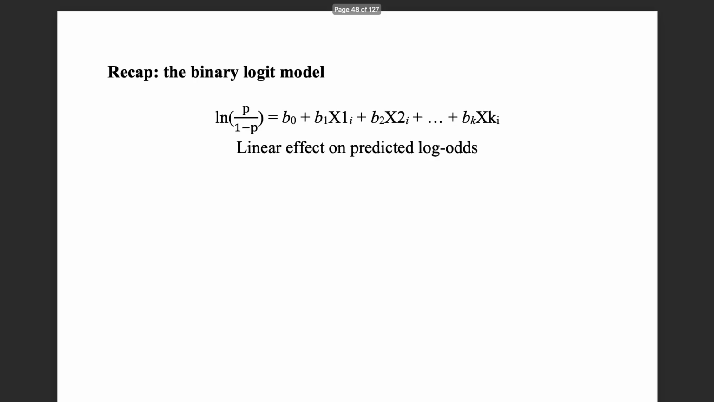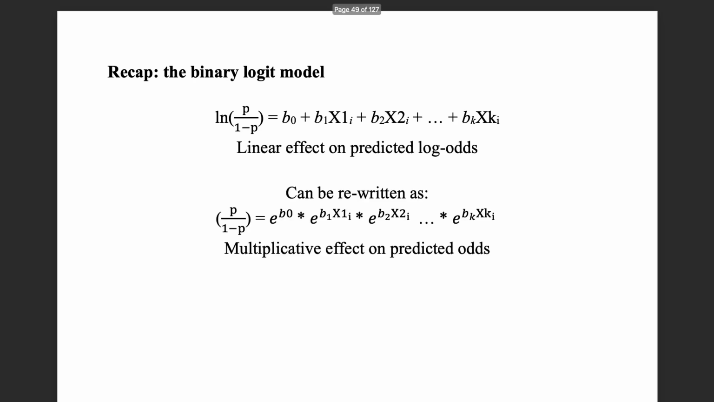Now let's take a step back and have a bit of a recap. What do we now know about this binary logit model, this logistic regression, this model that we use for logistic regression analysis? Well, we know that we can look at the model itself, which is then the natural logarithm of p divided by 1 minus p. So in other words, the log odds of the event happening equals b0 plus b1x1 plus b2x2, and so on and so forth. So we have a linear additive model for the predicted log odds.